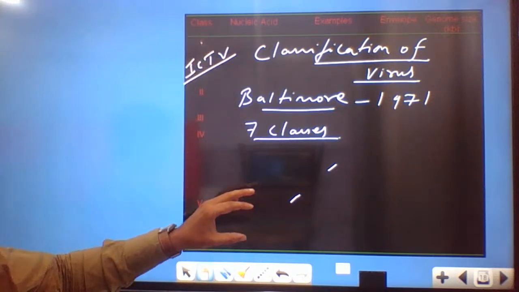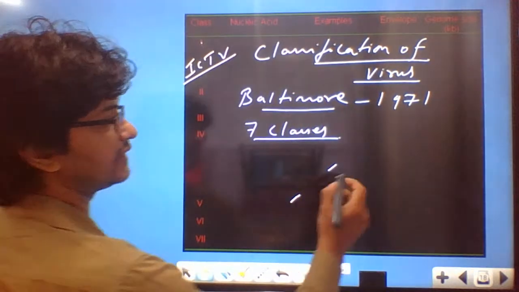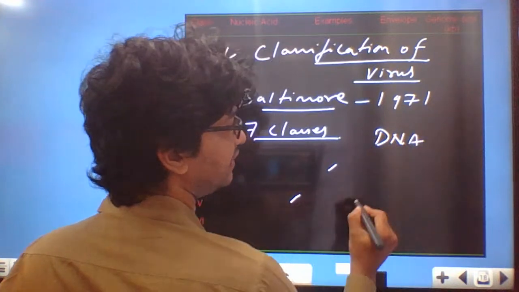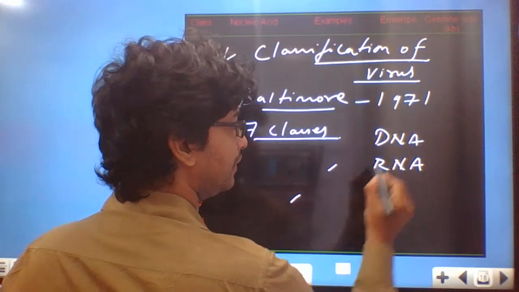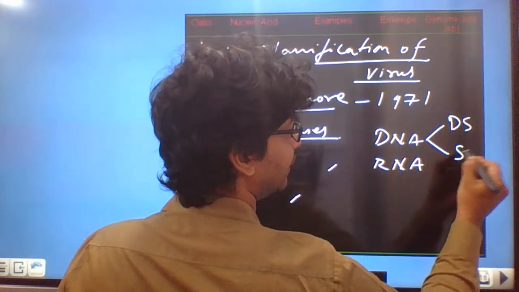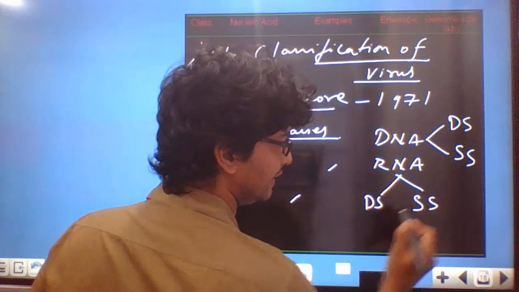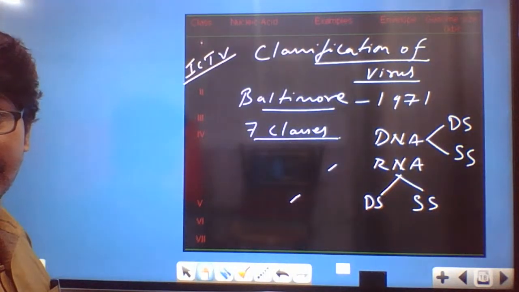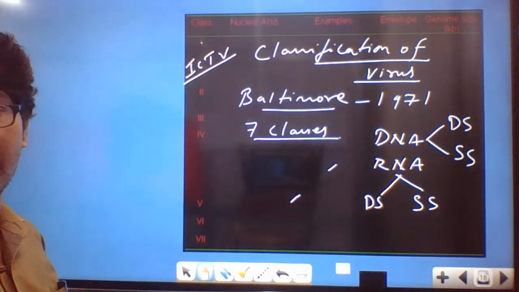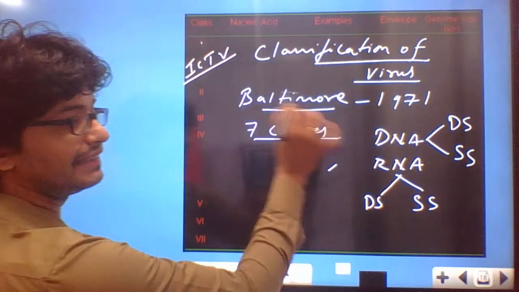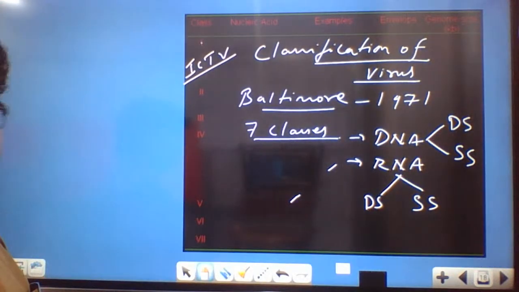If you look at the 7 classes of classification proposed by Baltimore, the main thing is the genetic material: the virus may have DNA or RNA. The DNA may be double stranded or single stranded. If RNA, it may also be double stranded RNA or single stranded RNA. ICTV is the International Committee on Taxonomy of Viruses. Again, there are altogether 7 classes, with RNA viruses and DNA viruses.